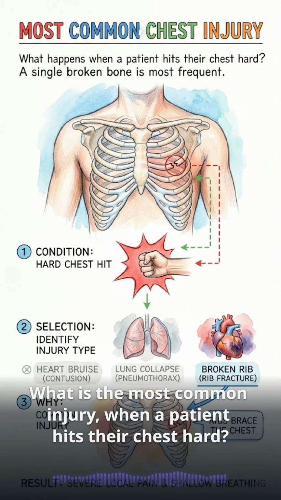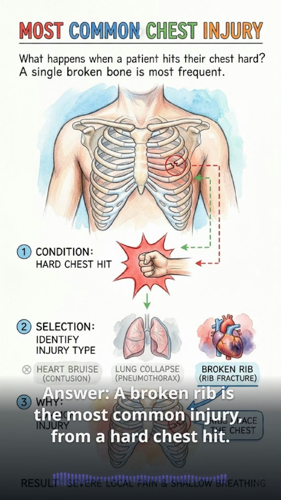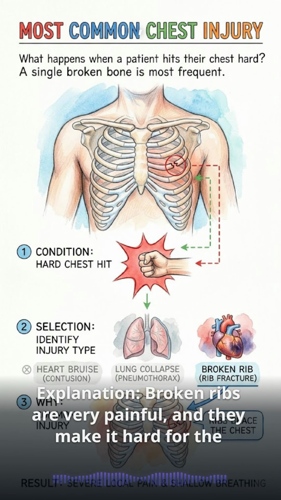58. What is the most common injury when a patient hits their chest hard? A broken rib is the most common injury from a hard chest hit. Broken ribs are very painful, and they make it hard for the patient to breathe deeply.